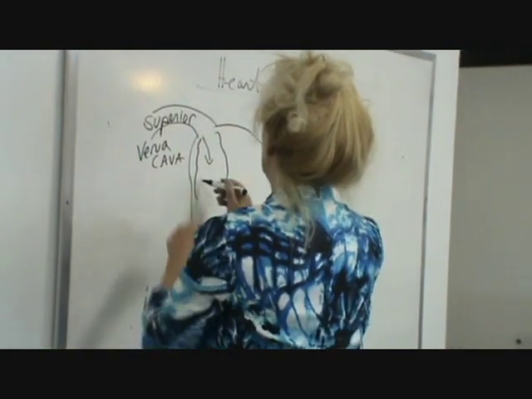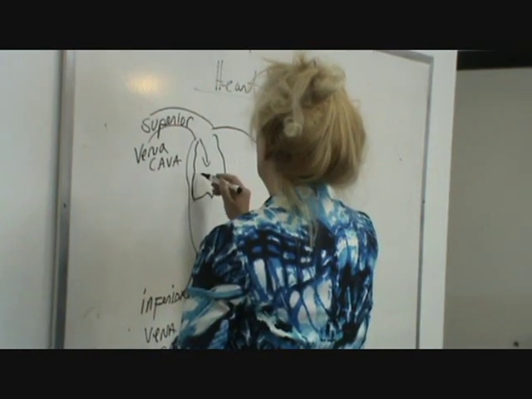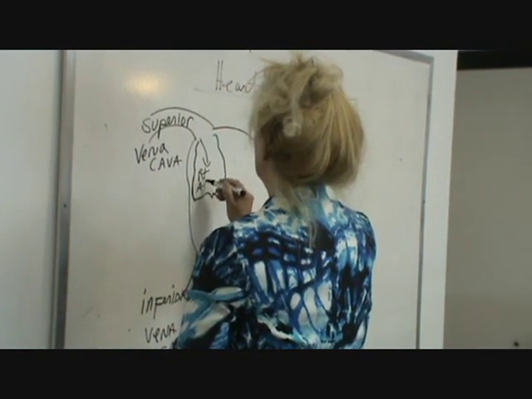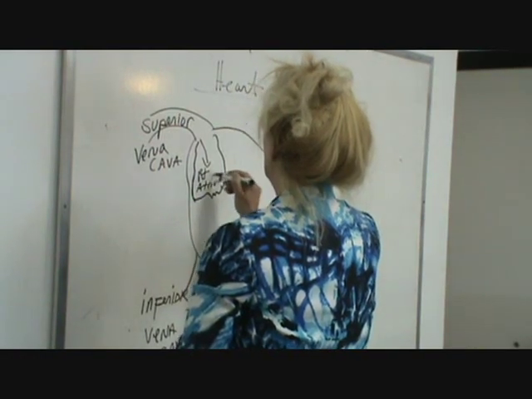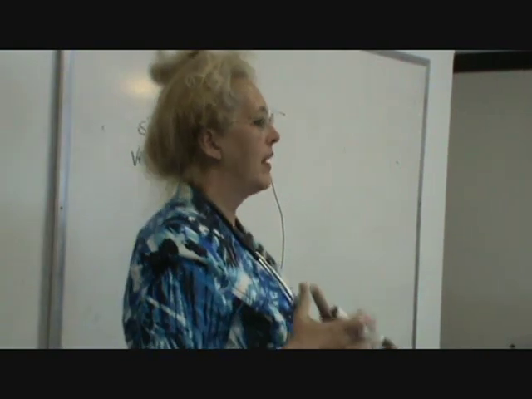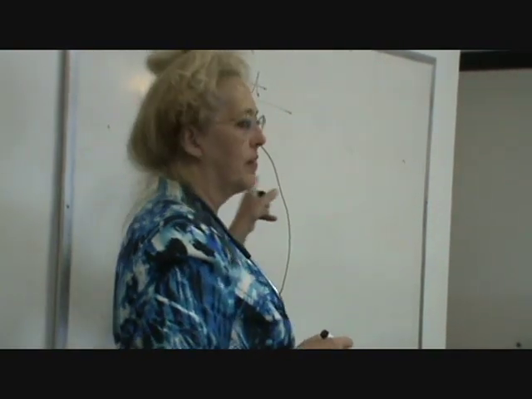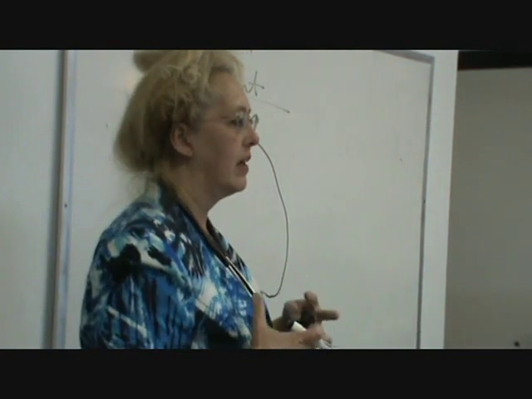going upward and inward into the right atrium. Okay, so this is the right atrium. So all this venous blood coming from the body is going into the right atrium, or the right atrial cavity.